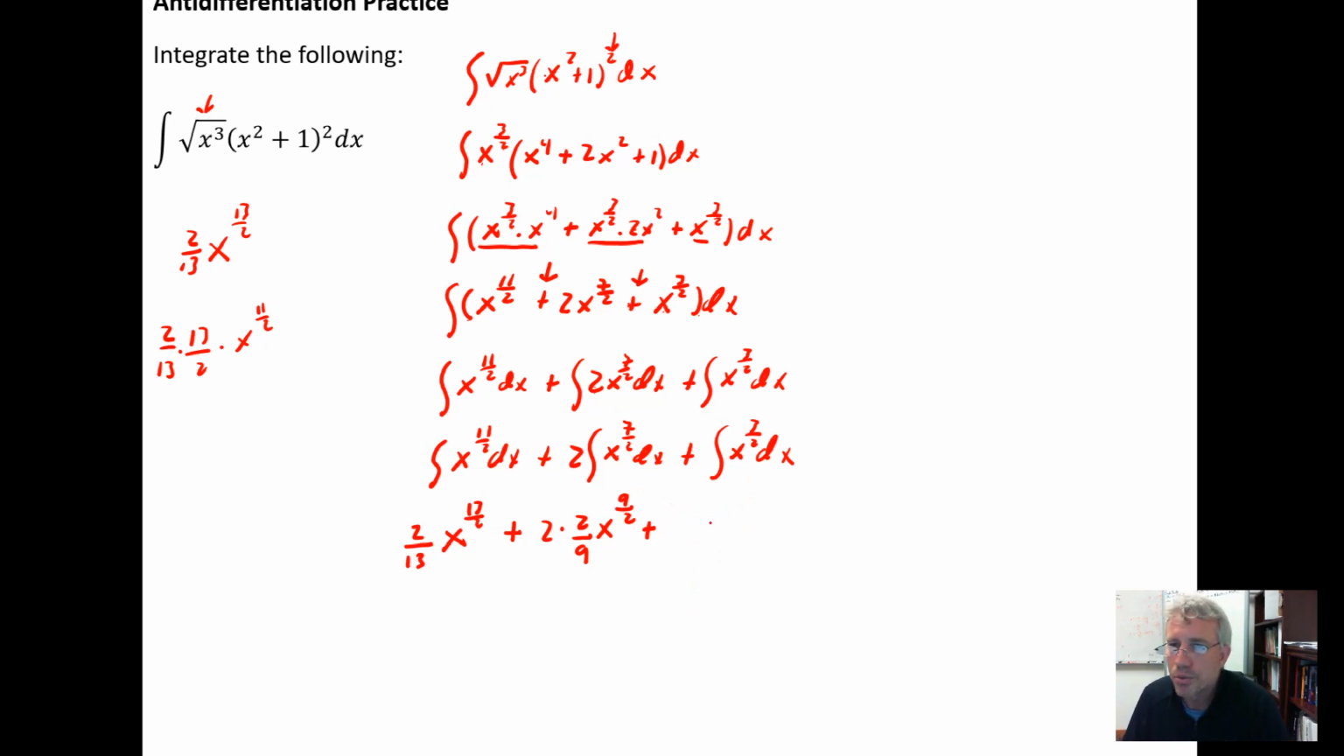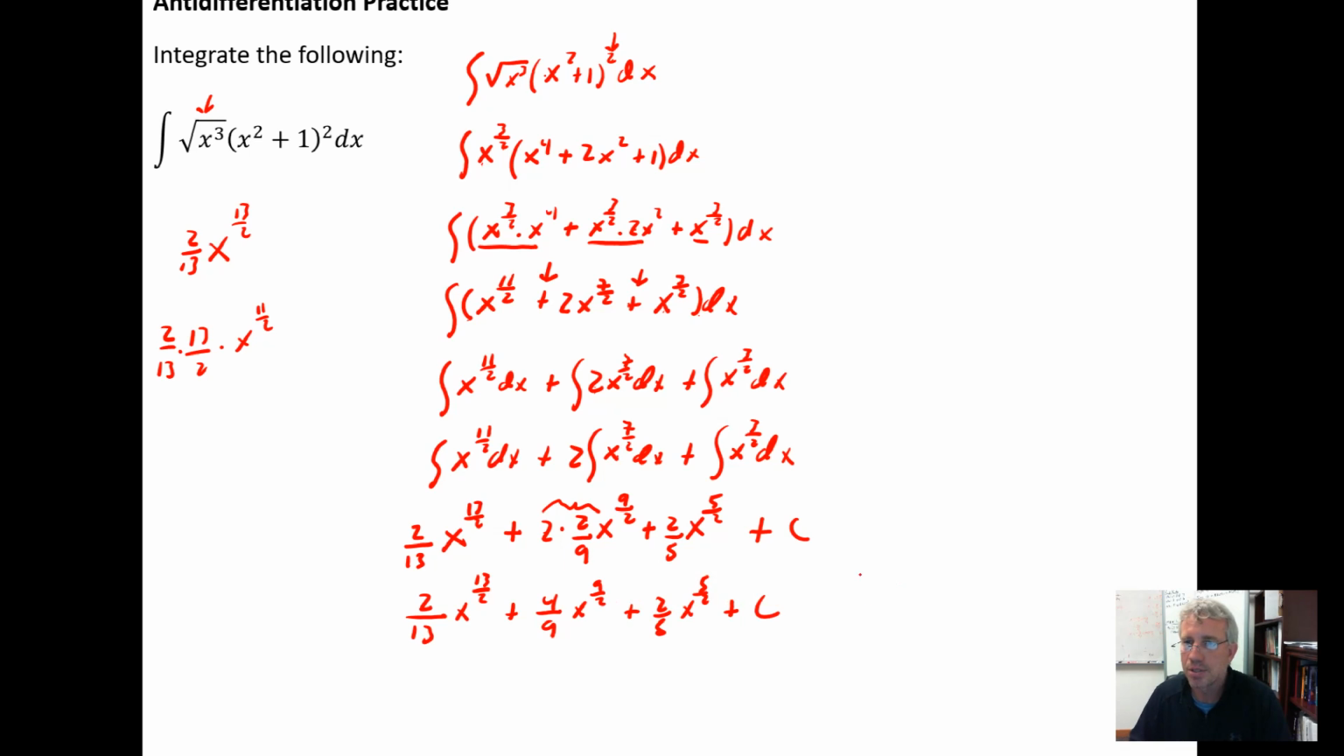So we have 1 more to do. Again, if we were differentiating this, we would use the power rule and subtract 1. We're working backwards, so we're going to add 1. So we get 3 halves plus 1 is 5 halves. We need to multiply by the reciprocal of the exponent, and it's all plus a constant of integration. And then we do need a little cleanup right here, so I need to write 1 more line. I get 2/13 x to the 13 halves plus 2 times 2 is 4/9 x to the 9 halves plus 2/5 x to the 5 halves plus a constant of integration.